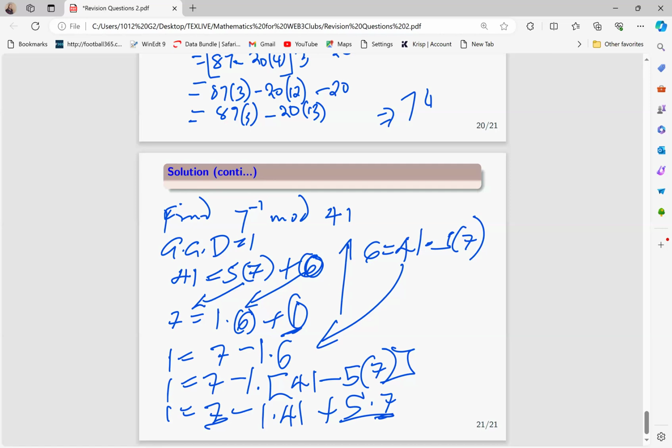So you collect like terms, which is 1 plus 5, which becomes 6. So it becomes 6 times 7 minus 1 times 41. And the equation looks for the inverse of 7. So I guess the inverse is 6. So that means 6 times 7 mod 41, that's correct. So 6 times 7 is 42.